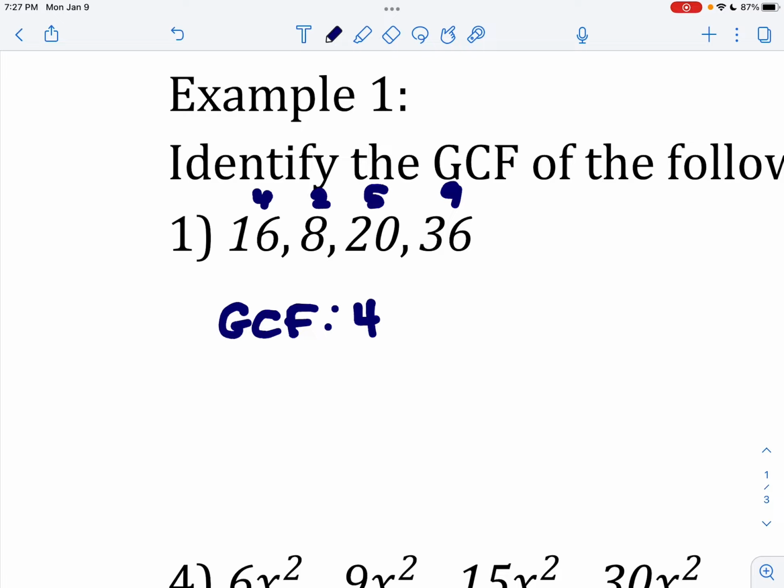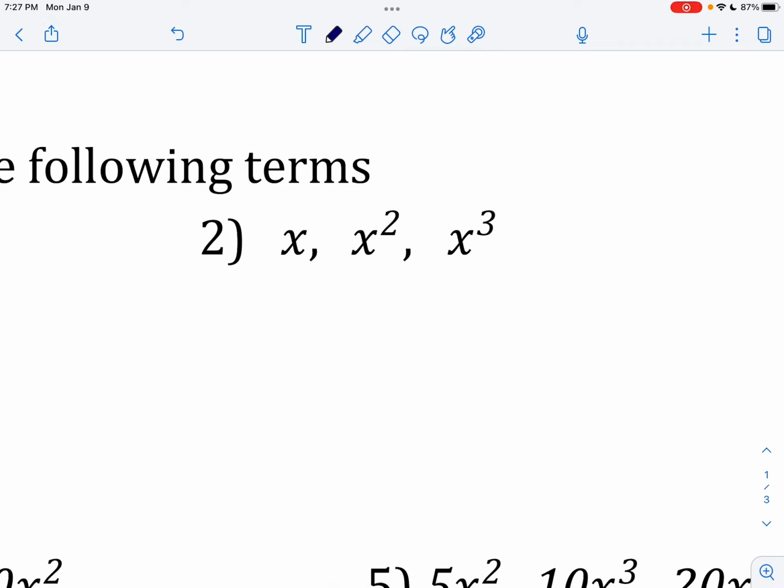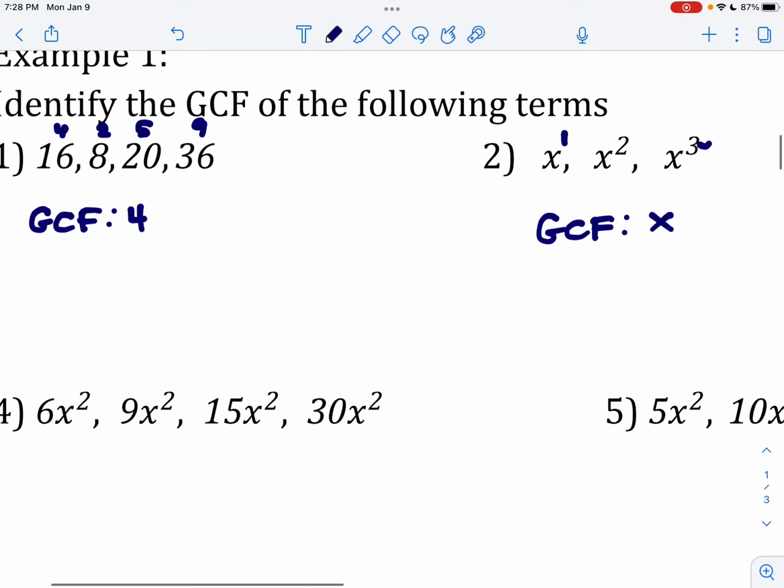All right, so the greatest common factor would be 4 out of each of those. If I look at number 2, x squared and x to the third, if I take a greatest common factor out of each of those, how many x's could I possibly take out of all of those? Well, this one has 1, this one has 2, and this one has 3. So the most that I could take out would be just one of those x's, because I can't take any more out of that first one.